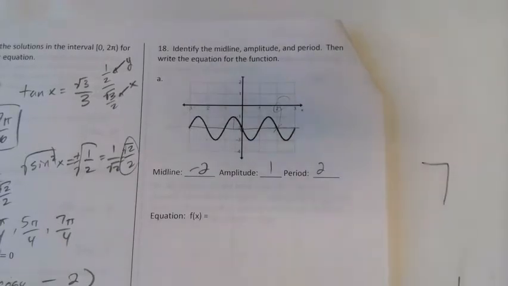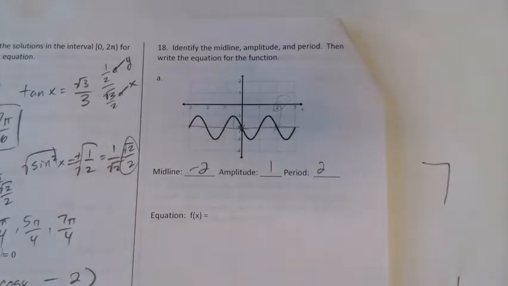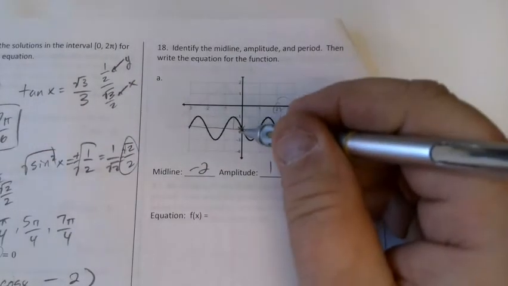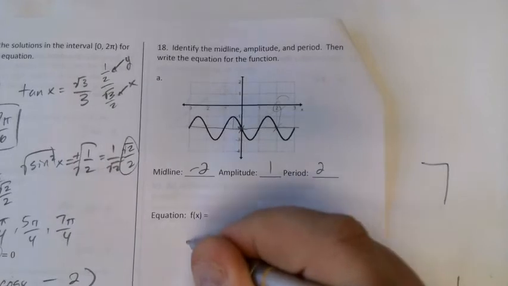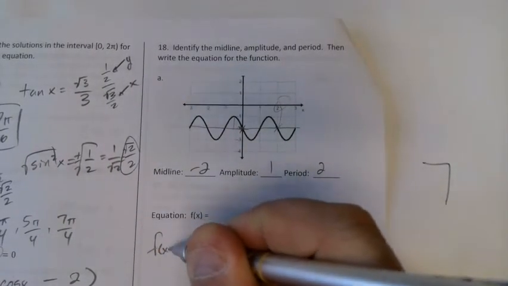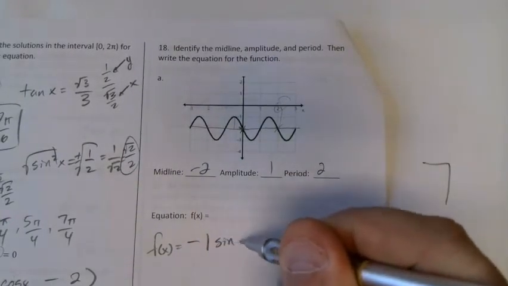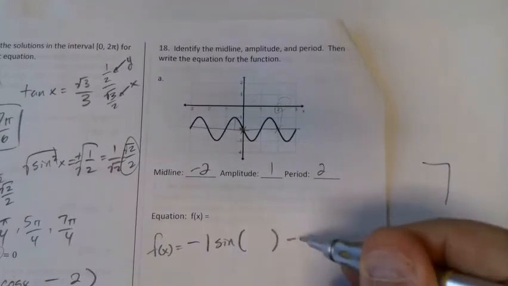That's the period. Now, this is a sine curve because it hits the axis, but see, a sine curve would start by going up. This starts by going down, so it's a negative sine. So negative, the amplitude, f of x equals, the amplitude is 1, so -1 times the sine. The midline's out here, -2.